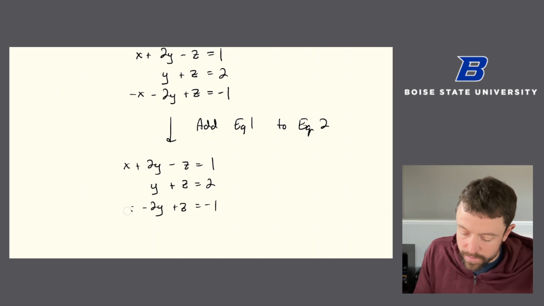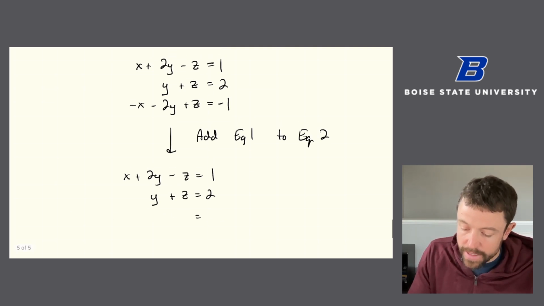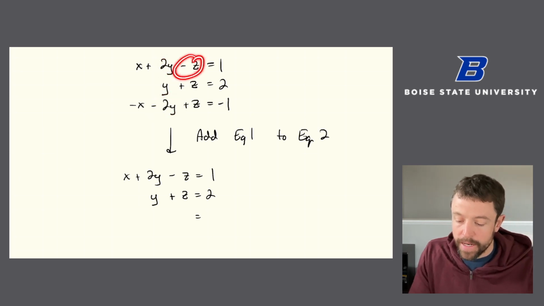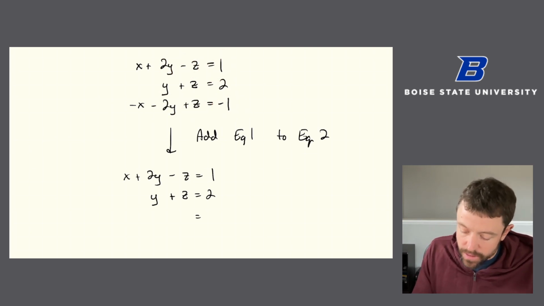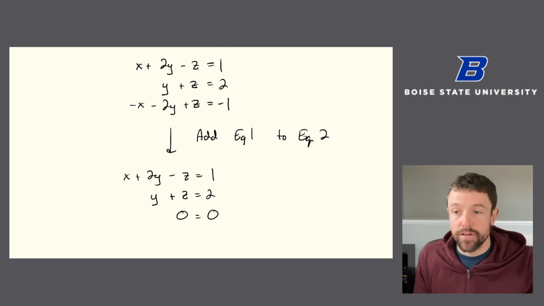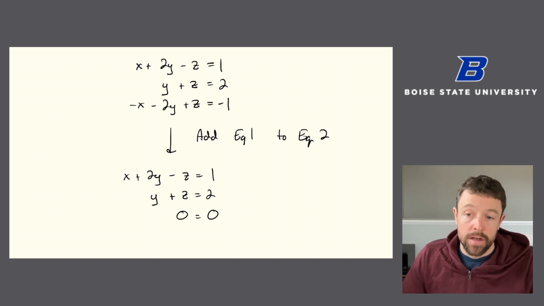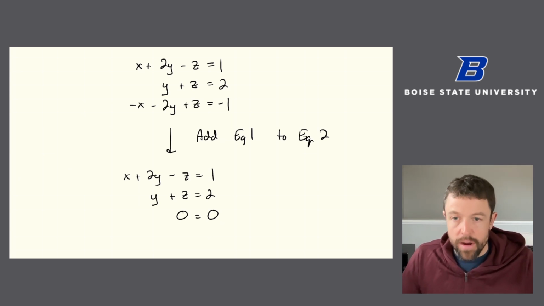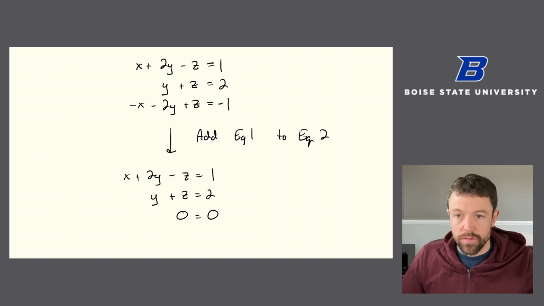But the third one, I don't know why I wrote that out. That's not what it turns into. When I add these together, everything cancels, right? x plus negative x, 2y plus negative 2y, negative z plus z, 1 plus negative 1. And so the bottom equation becomes 0 equals 0. 0 equals 0 is not a problem. This is true. And so how do we proceed from here?